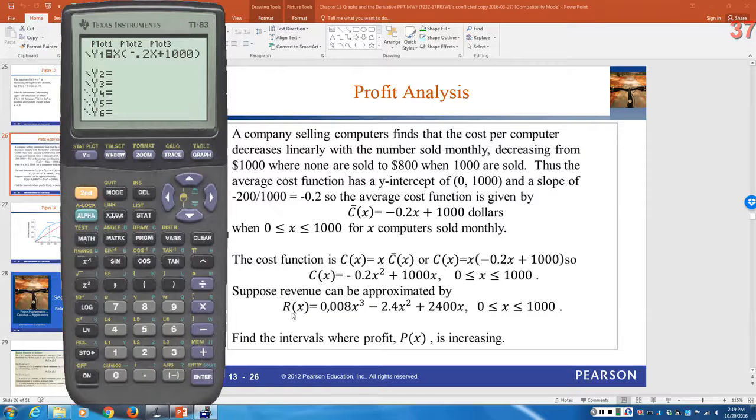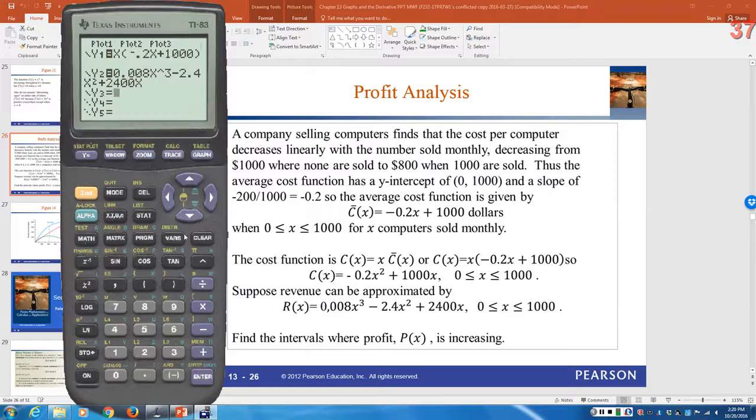And then my revenue equation is 8 thousandths times x raised to the third power minus 2.4 x raised to the second power plus 2400 x, and that's the revenue from selling x computers. So actually your average revenue you could find by dividing an x out of all of these, and your average revenue is 0.008x squared minus 2.4x plus 2400.